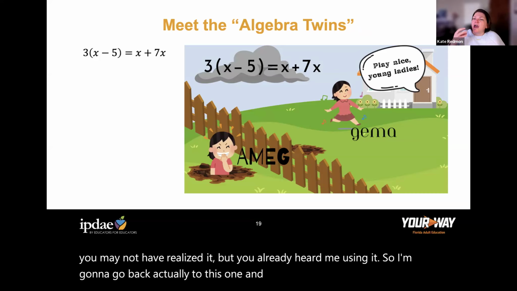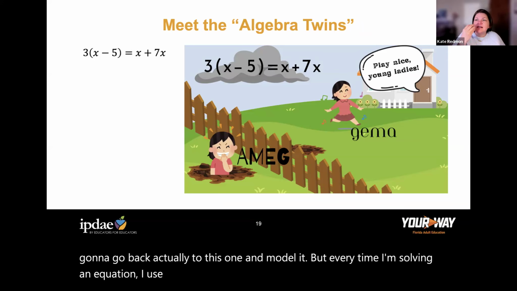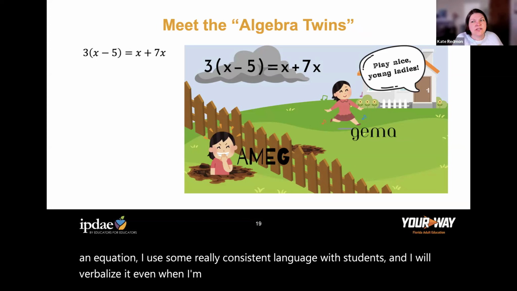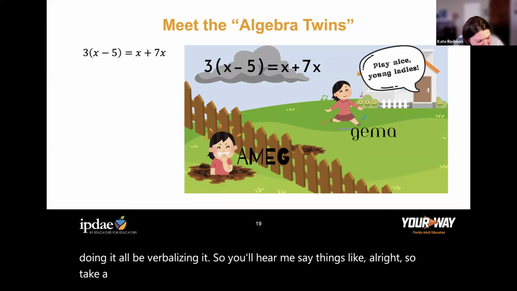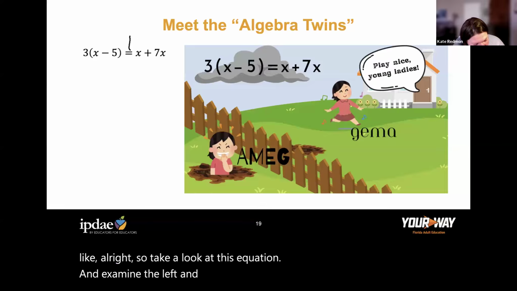But every time I'm solving an equation, I use some really consistent language with students, and I will verbalize it even when I'm working with a skilled student. And even if they're doing it, I'll be verbalizing it. So you'll hear me say things like, all right, so take a look at this equation. Examine the left and the right hand sides. Is there any straightforward math, any simplifying you know how to do?